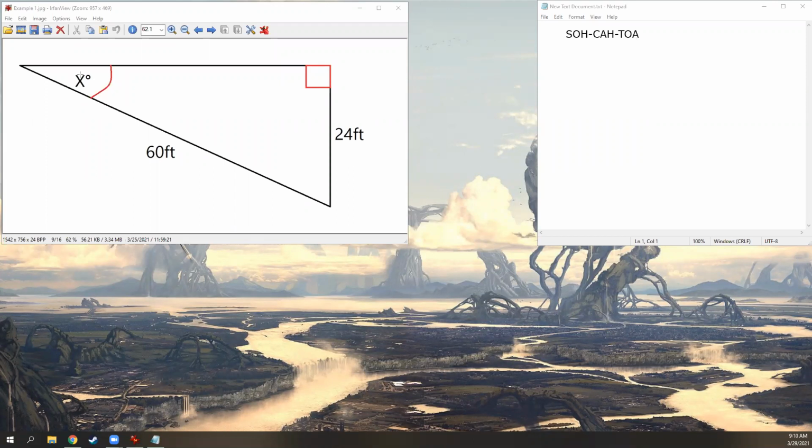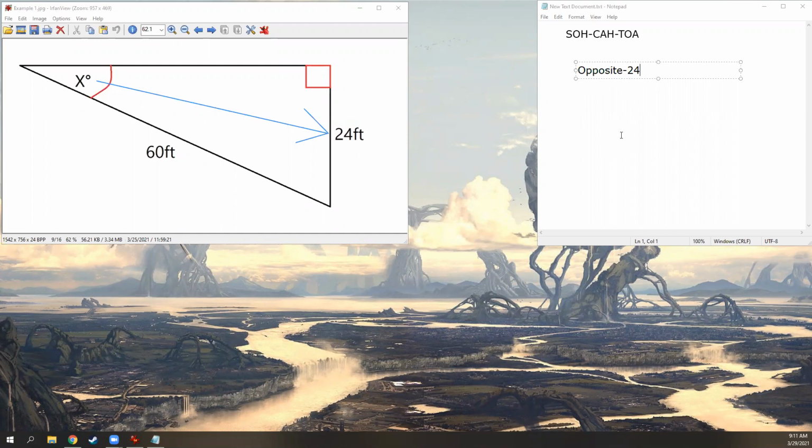So if I go across the triangle from this angle, that is the opposite side. It's always opposite because it's the side that doesn't touch the angle. So we have an opposite, don't we? I just started this video right now, like in the morning, so forgive me if I mess up some stuff. All right, so the opposite side is 24, right?